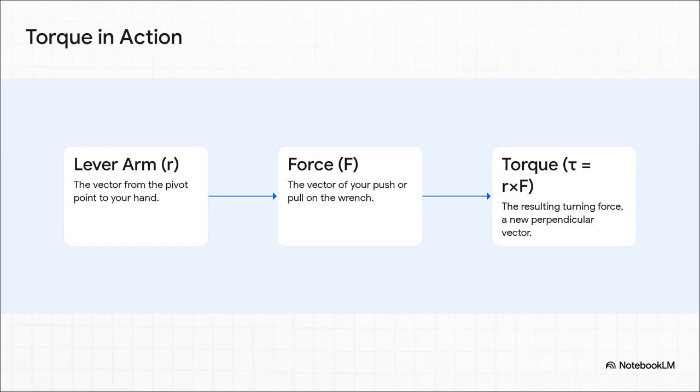Let's break it down. First, you've got a vector r, which is the lever arm. That's the vector that goes from the center of the bolt out to where your hand is. The second vector, F, is the force you're actually applying with your hand. The cross product of that lever arm and that force gives you a totally new vector, the torque, and it points right along the axis of the bolt. That's the vector that actually makes the thing turn.